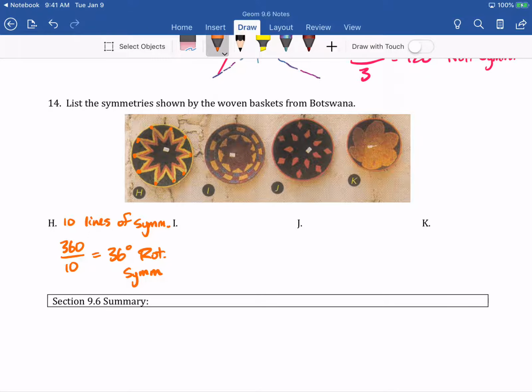Okay, and this next one, let's use green here. I've got on this star in the middle, it's got 1, 2, 3, 4, 5, 6, 7, 8, 9 points. So if it's got 9 points, I could make 9 lines of symmetry through those points. And if we take our 360 degrees divided by 9, turns out you get 40 degrees of rotational symmetry.